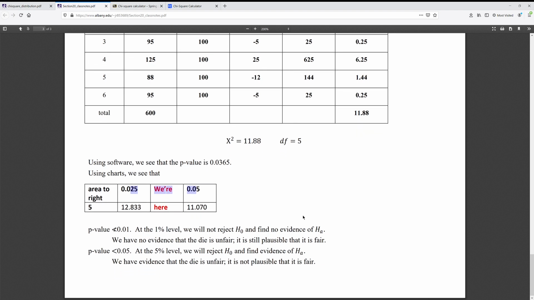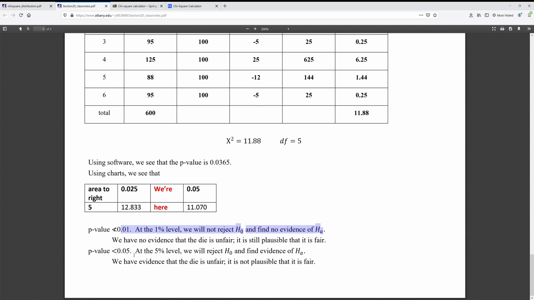That's enough for the three basic levels, right? It's less than 5%, it's less than 10% as a consequence, and if it's bigger than this, then it's not less than 1%. So at the 1% level, we will not reject H0 and find no evidence of HA. If your sample has to be among the 1% weirdest you could have gotten on the theory that it's a fair die, we're not there yet, and it's still plausible that it's a fair die. We have no evidence that it's unfair.